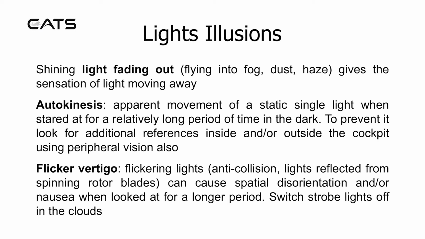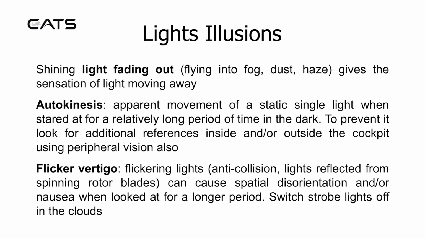A light that's shining and fading, for example flying into fog, dust or haze, gives the sensation of the light actually moving away. Autokinesis is the apparent movement of a static single light when stared at for a relatively long period of time in the dark. To prevent this phenomenon, look inside for additional references and then outside of the cockpit again using peripheral vision.